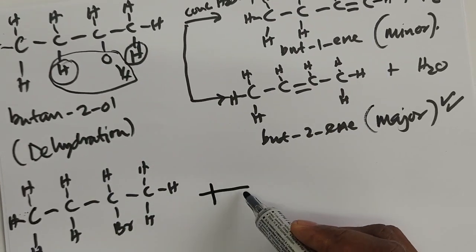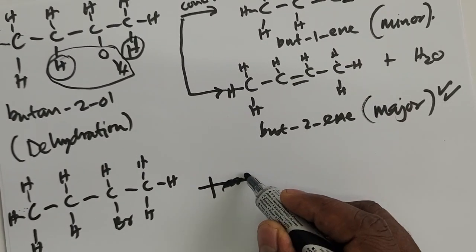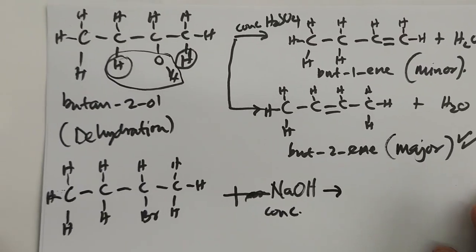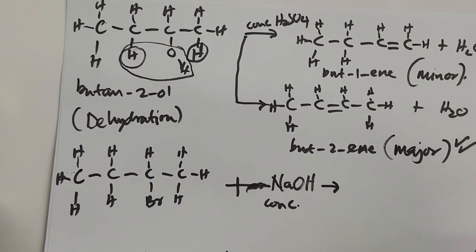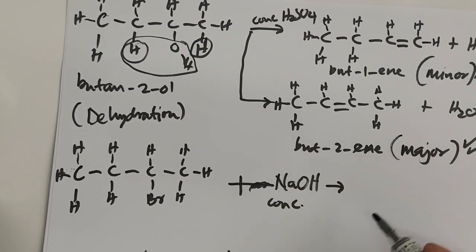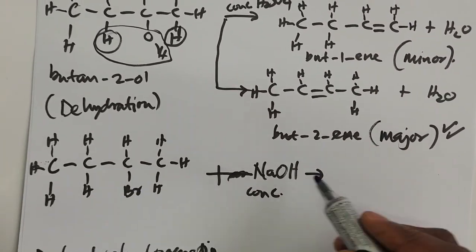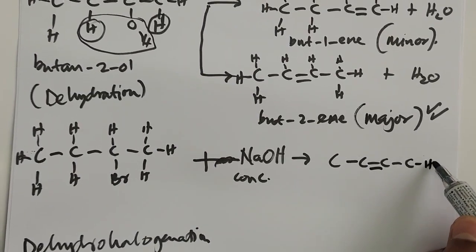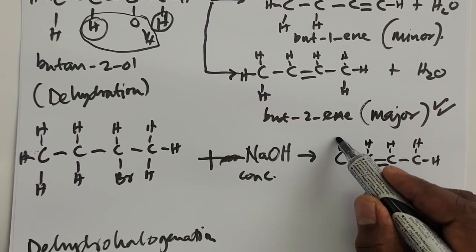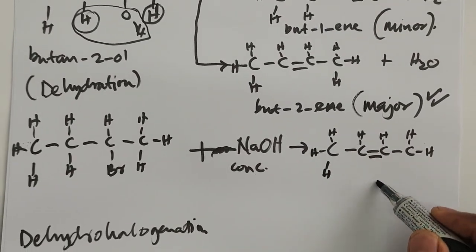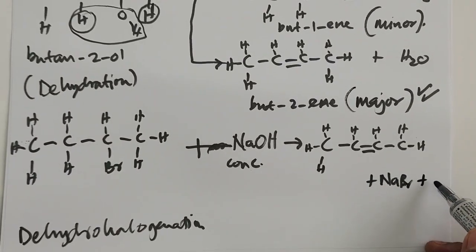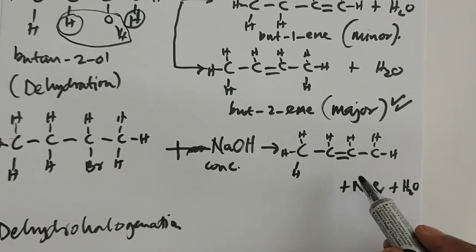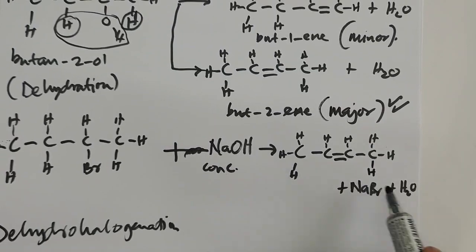Very important in this case, we need a concentrated strong base. Remember, in substitution we needed dilute. Now we need concentrated strong base, meaning that a haloalkane can undergo two reactions. If it reacts with dilute, it will be substitution. If it reacts with concentrated, it will be elimination. Therefore, in elimination it will form again this 1, 2, 3, 4. Remember, but-2-ene is the major product, and then plus sodium bromide plus water again. Very important, they can ask you about these two inorganic products. So this will be your but-2-ene, and these are the three products.